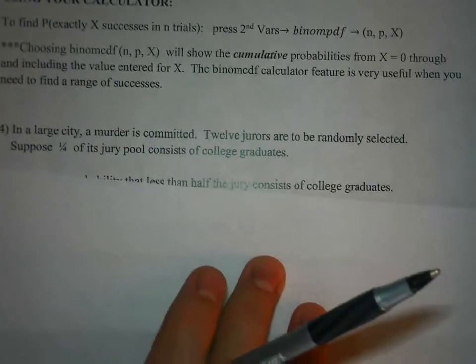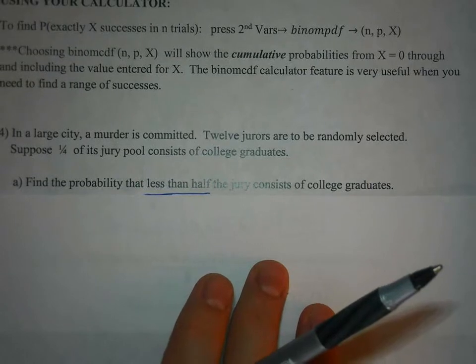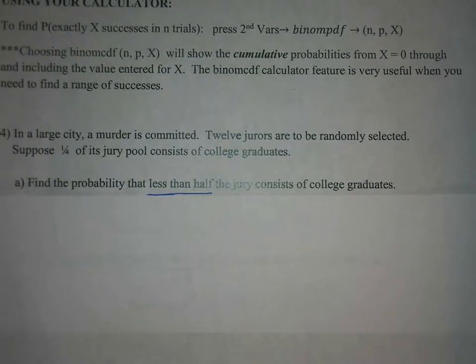Okay, so in another example, in a large city, a murder is committed. There's 12 jurors, randomly selected. And we're going to suppose that a quarter of its jury pool consists of college graduates. Find the probability that less than half of the jury consists of college graduates.